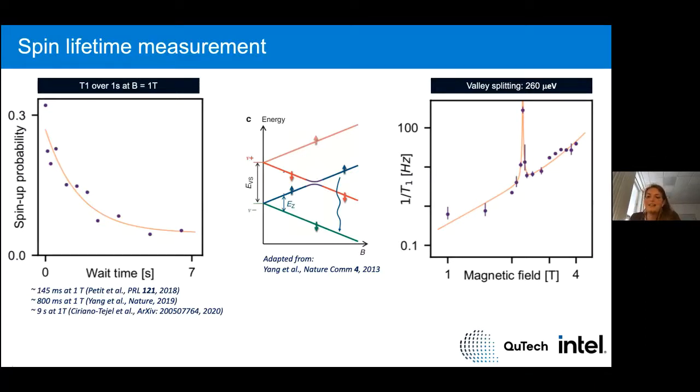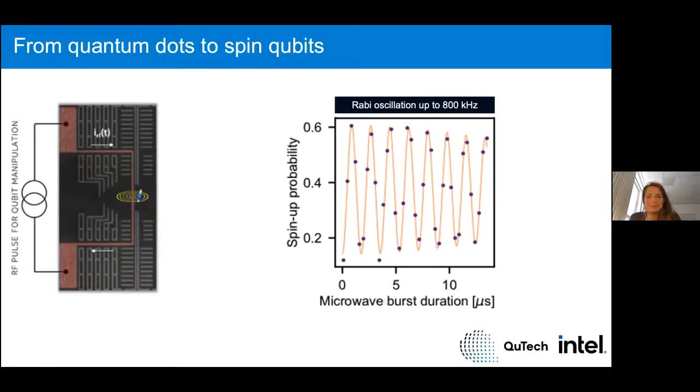And we find that this is approximately at 2.3 Tesla or 260 micro electron volts. And this is comparable to other silicon MOS devices and high enough for us to do spin measurements or to do qubit measurements. So let's do that.